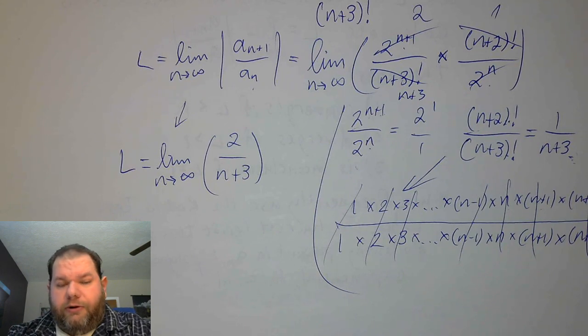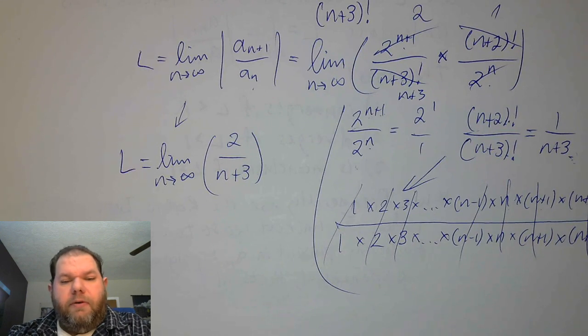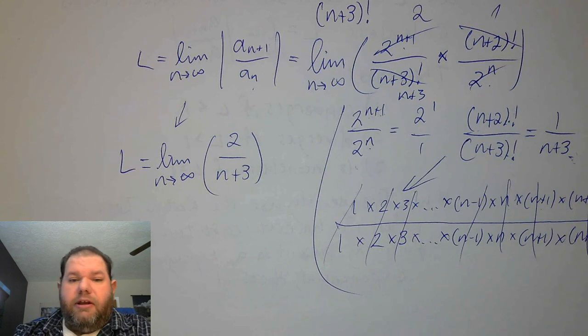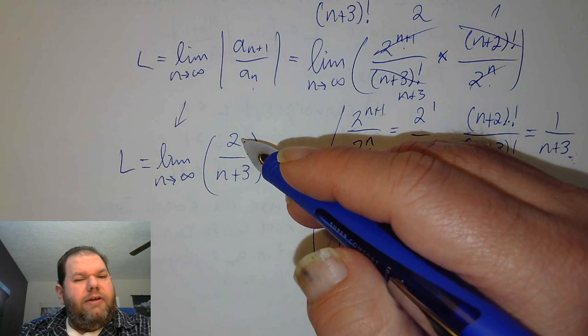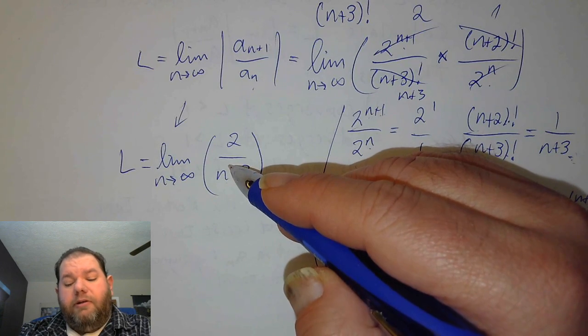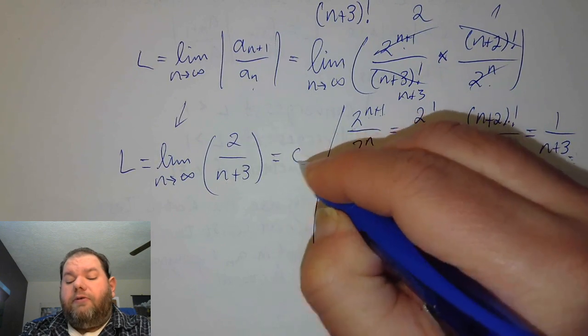And for this one, we go back to what we talked about last time, which is, because this is now a rational expression of polynomials, if the numerator has a larger exponent, it goes to infinity. If the denominator has a larger exponent, it goes to 0. And if they have the same exponent, top and bottom, then it goes to the ratio of the coefficients of those leading terms. In this case, we just have a constant on top, which is technically a degree 0 polynomial, and we have n to the first power on the bottom. And so because we have a larger exponent on the denominator than the top, this will go to 0.